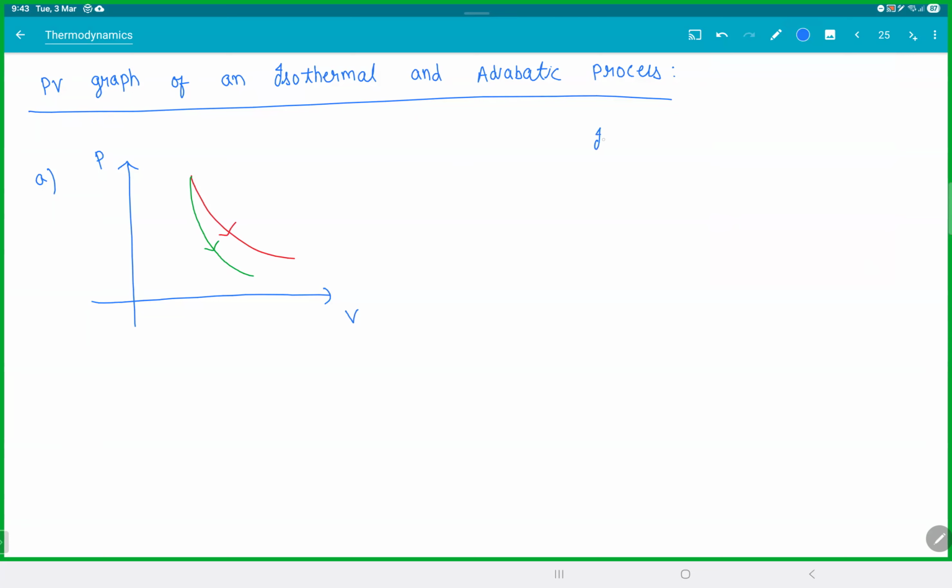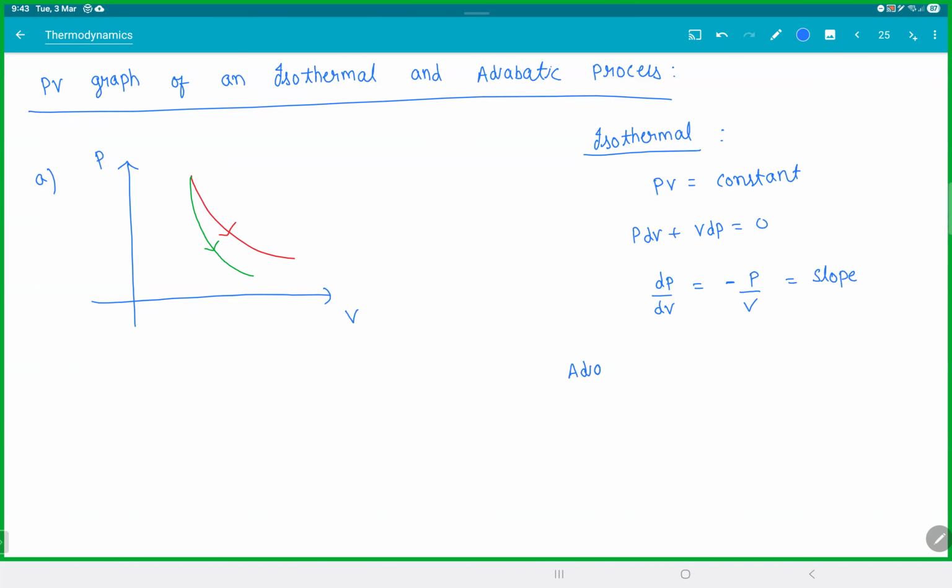Now, for isothermal, PV is constant. Differentiate on both sides. Then you end up with PdV plus VdP equals 0. If you remember, we did something like this in elasticity for finding the bulk modulus. Then we get dP by dV, which is your slope, is nothing but minus P by V. That means the slope at a point is nothing but the ratio of pressure by volume at that particular point.